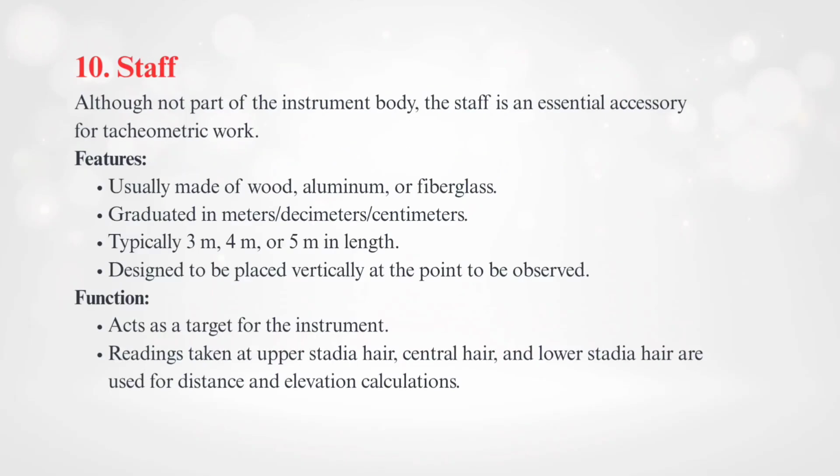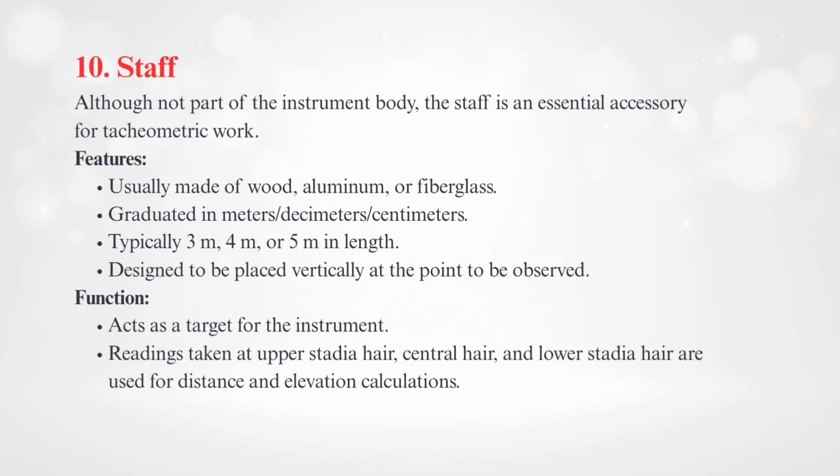Now the next component part is a staff. Finally, let's talk about the staff. Actually, it is not a physical part of a tacheometer, but it is an essential accessory for tacheometric work. The staff is usually made of wood, aluminium, or fiberglass, and it is graduated in meters, decimeters, and centimeters, and it's generally 3 to 5 meters long. Some staffs are 3 meters long, 4 meters long, 5 meters long, like that.